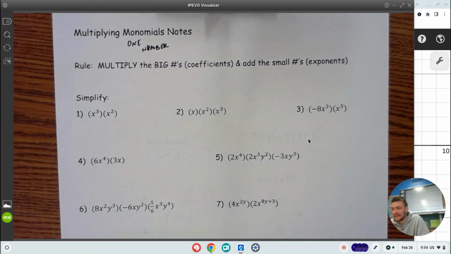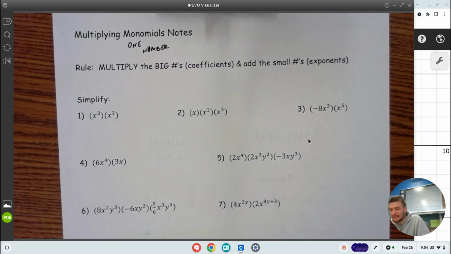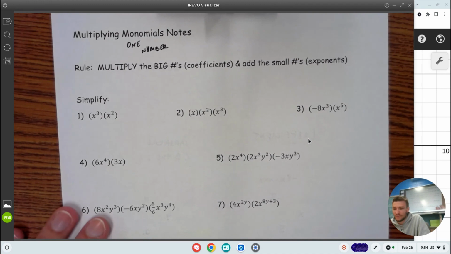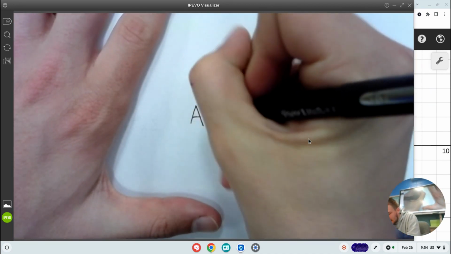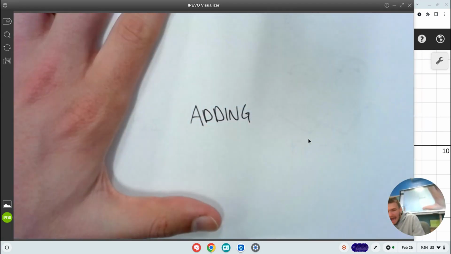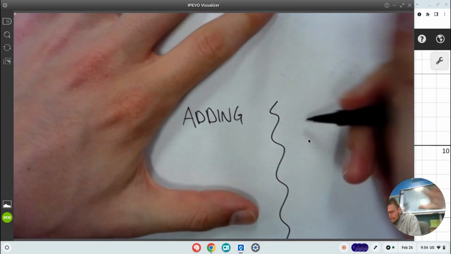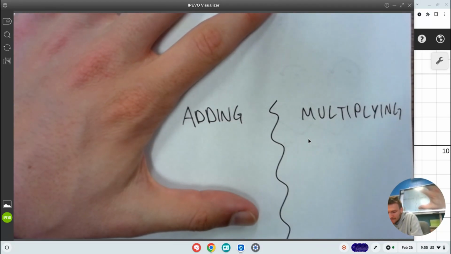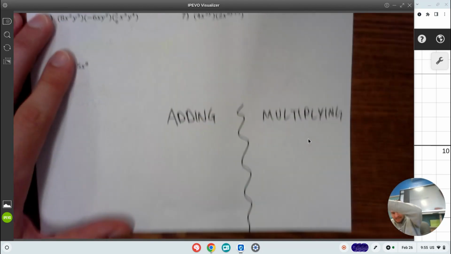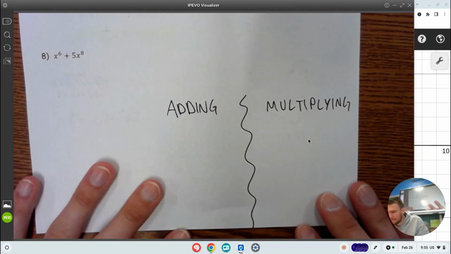Students get really mixed up when they half pay attention and watch YouTube during the notes and they're distracted, because multiplying and adding have very different rules, okay? So to start off, on the bottom, I'm going to make a big adding and multiplying piece in the bottom corner.